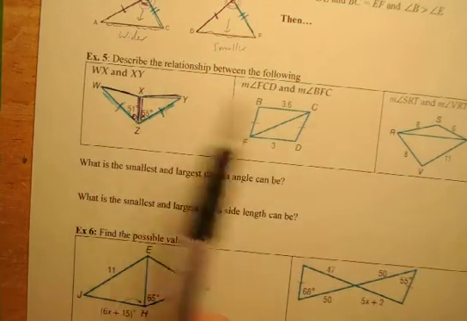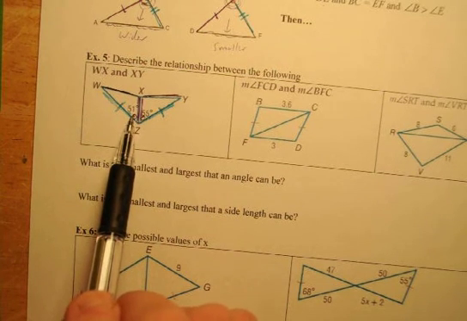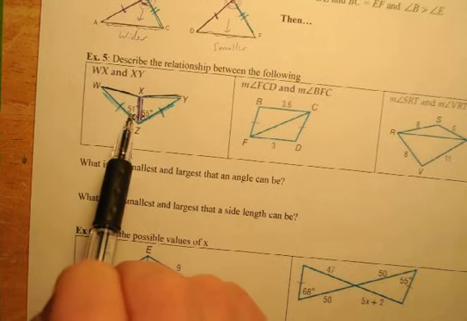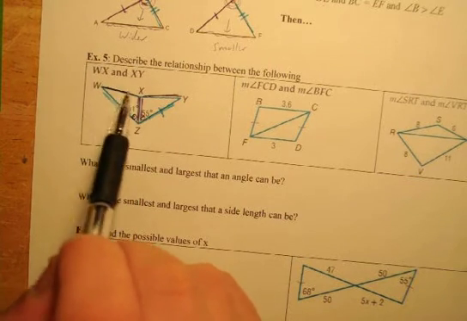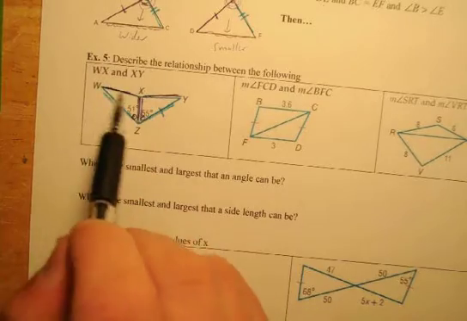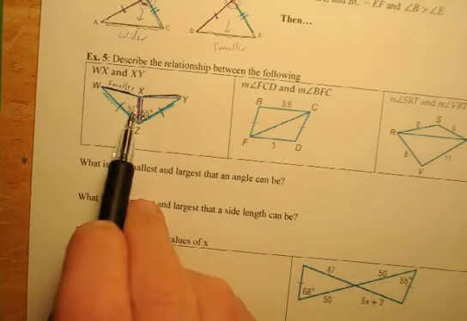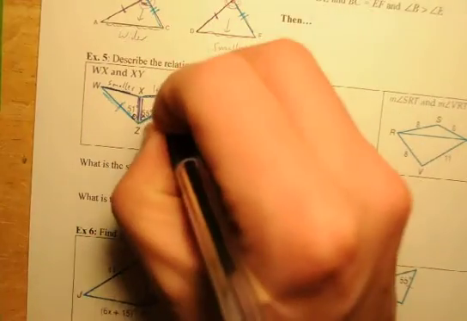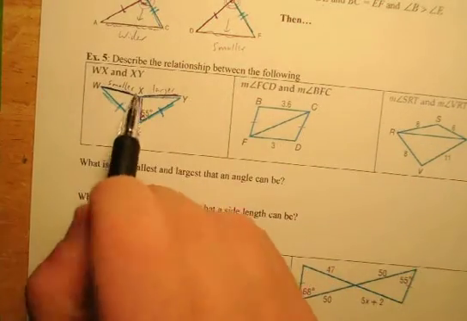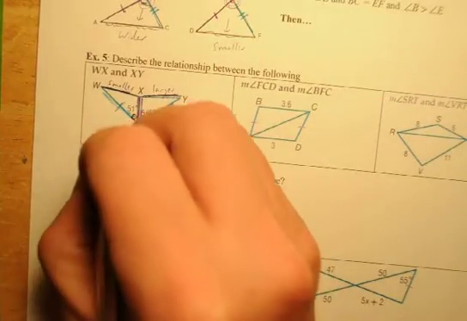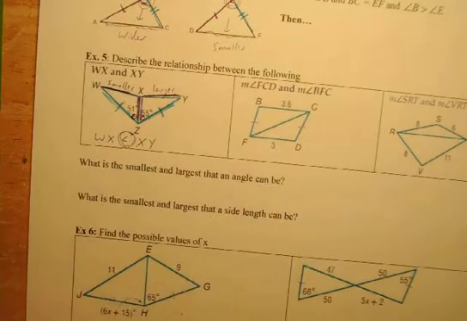Now think of it as a door. This door is open 55 degrees. This door is open 51 degrees. So this door is not open as wide as this door. So that makes the side across from it smaller than this. So this length is smaller because 51 is smaller than 55, and this length is larger because 55 is bigger than 51. And so WX is less than XY. That's how we'd say it. We'd use less than as our answer there.